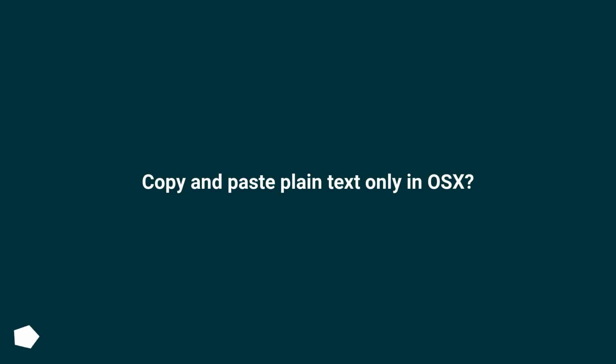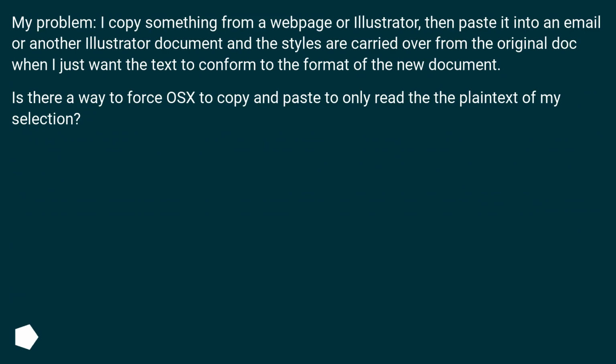Copy and paste plain text only in OSX? My problem: I copy something from a web page or Illustrator, then paste it into an email or another Illustrator document, and the styles are carried over from the original doc when I just want the text to conform to the format of the new document. Is there a way to force OSX to copy and paste to only read the plain text of my selection?